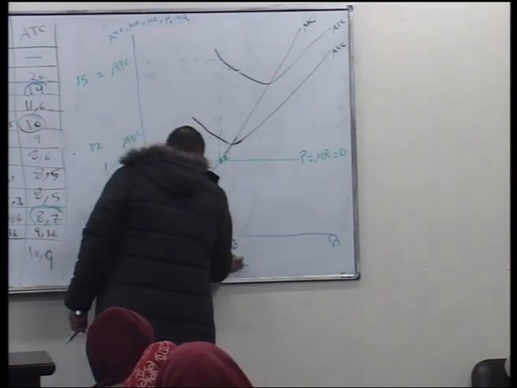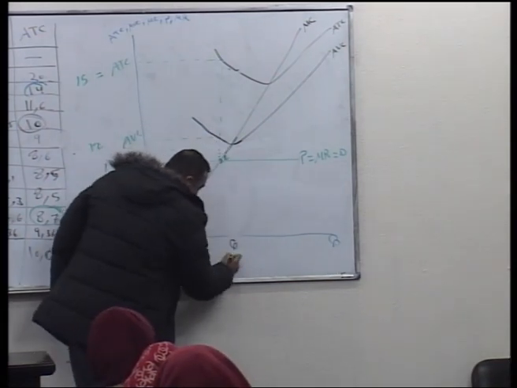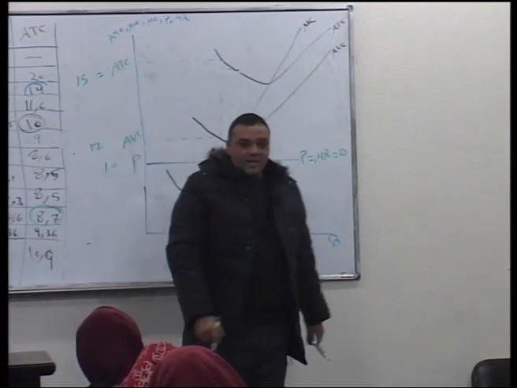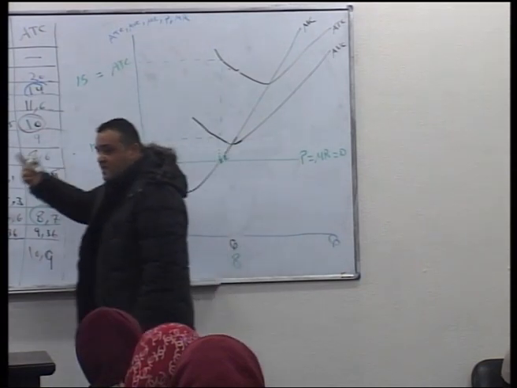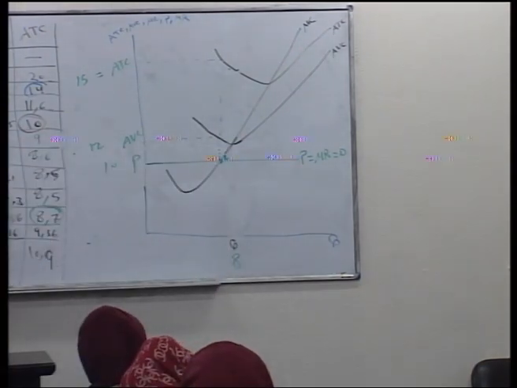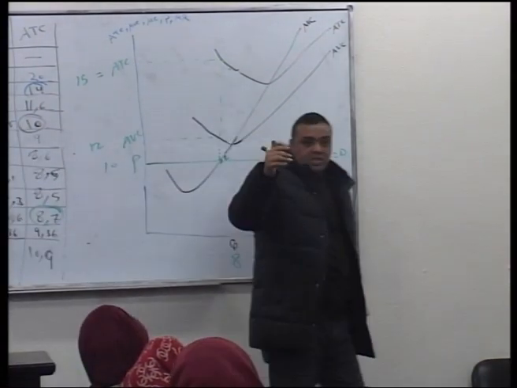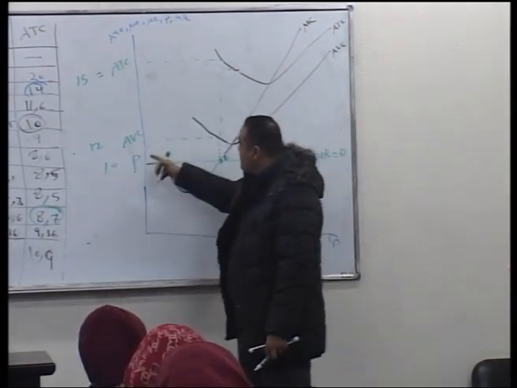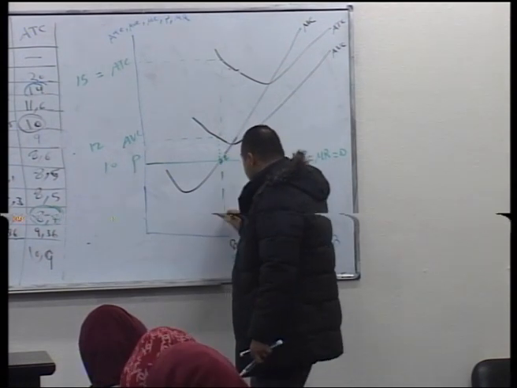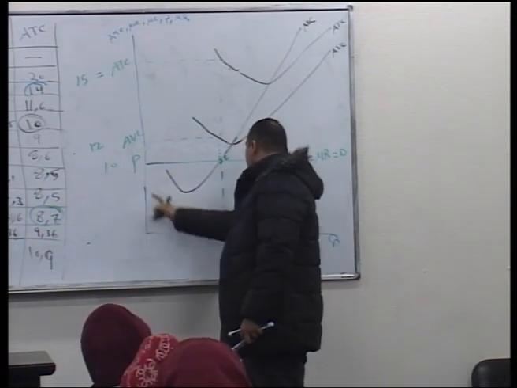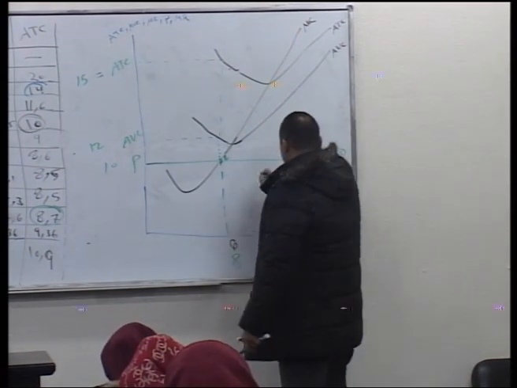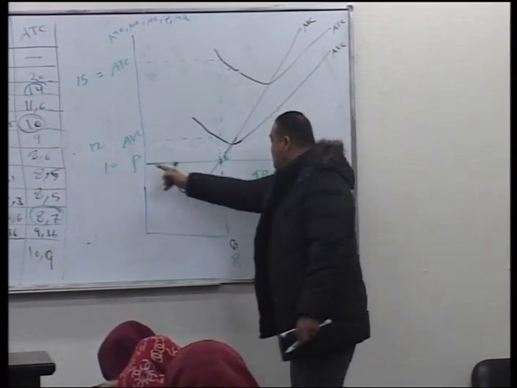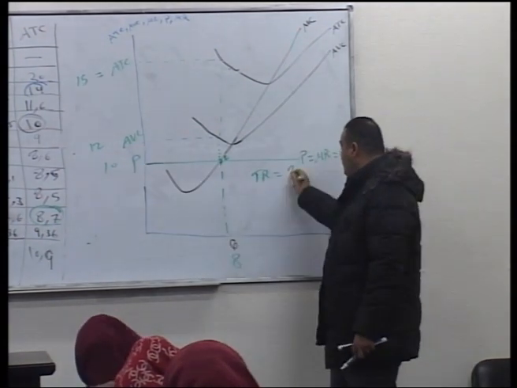Let us assume here that ATC equals 15 and AVC equals 12 and the price equals 10 and the quantity equals 8. Calculate the following: TVC, TFC, TC, total profit, total revenues. How do we calculate total revenue? The price times the Q. 10 times 8 is 80. This is total revenue. So TR equals 10 times 8, 80.